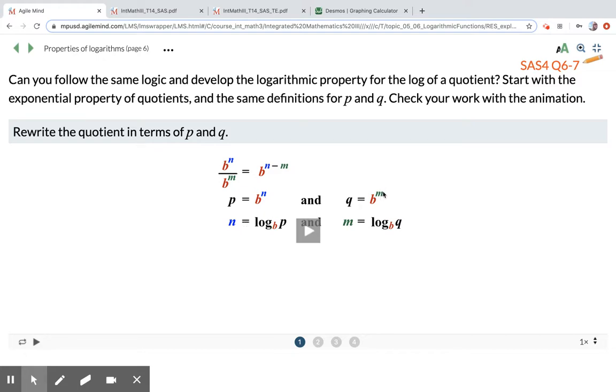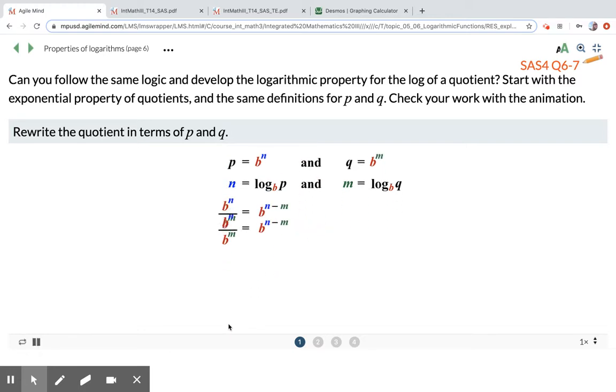And same thing here, my exponent alone, m equals, and I can do log base b of q. And again, I can substitute in for b to the n, I can substitute in a p, and for b to the m, I can substitute in a q. And again, this just helps us out a little bit, makes it a little easier to write these things. You know what's coming next.